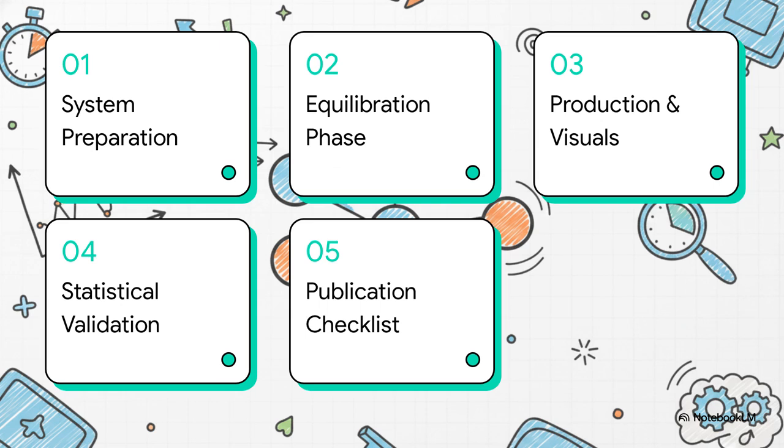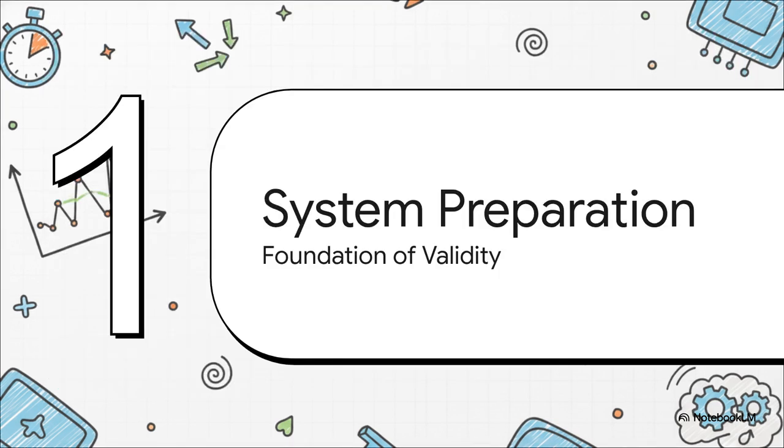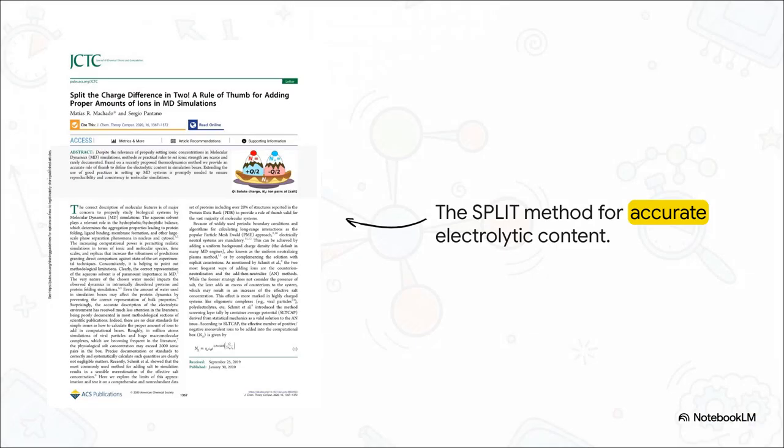Okay, let's dive into this. Here's our roadmap: system preparation, minimization and equilibration, production runs and visuals, statistical validation, and finally, your publication checklist. Starting right off with Section 1, preparing your molecular system. This is the absolute foundation of validity. Validation actually starts before you even hit run.